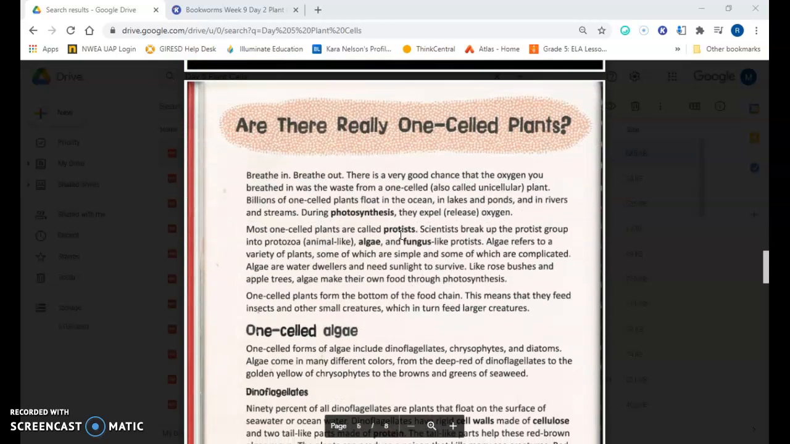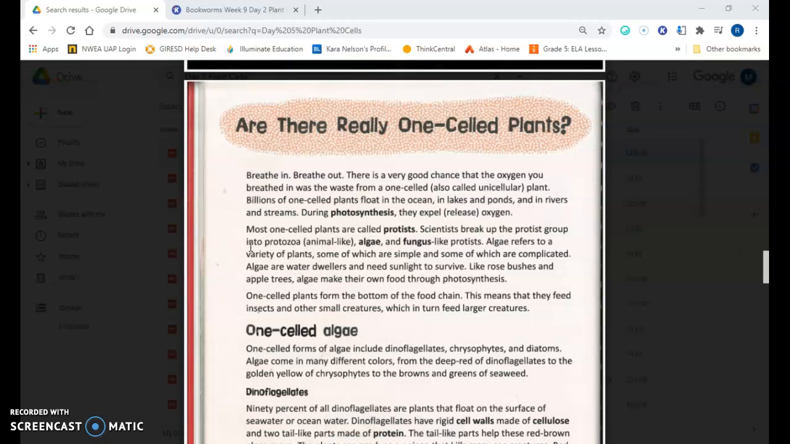So are there really one-celled plants? Breathe in, breathe out. There's a very good chance that the oxygen you breathed in was the waste from a one-celled, also called unicellular, plant. Billions of one-celled plants float in the ocean, in lakes and ponds, and in rivers and streams. During photosynthesis, they expel or release oxygen. Most one-celled plants are called protists.